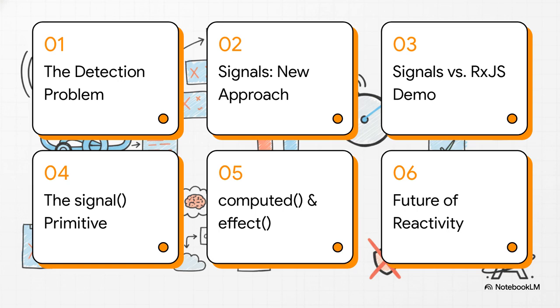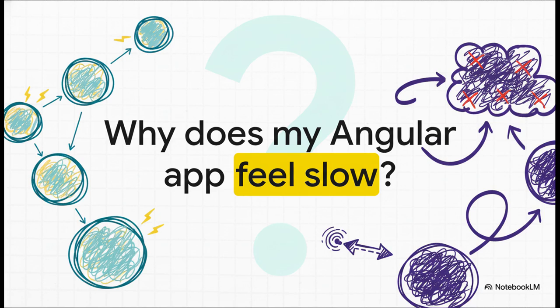So, here's what we've got on deck. First, we'll tackle the why, the big problem that led to signals. Then we'll look at the solution, see it in action with a cool demo, break down the key pieces like signal, computed, and effect, and wrap up by looking at what this all means for the future of Angular. All right, let's just get right to it.